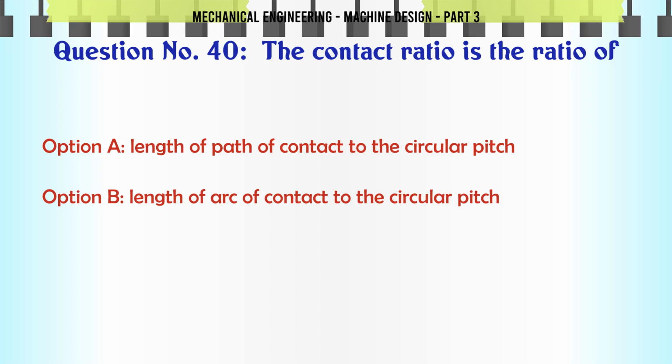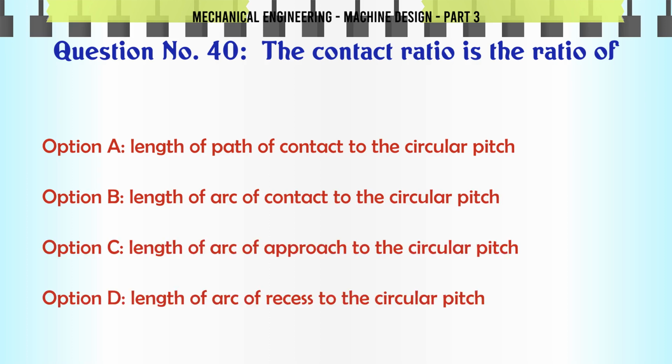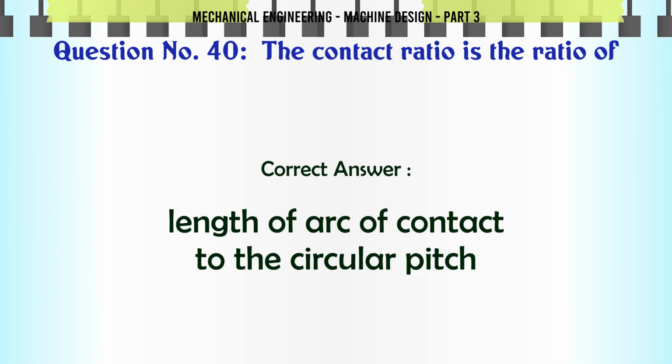The contact ratio is the ratio of A. Length of path of contact to the circular pitch. B. Length of arc of contact to the circular pitch. C. Length of arc of approach to the circular pitch. D. Length of arc of recess to the circular pitch. The correct answer is length of arc of contact to the circular pitch.